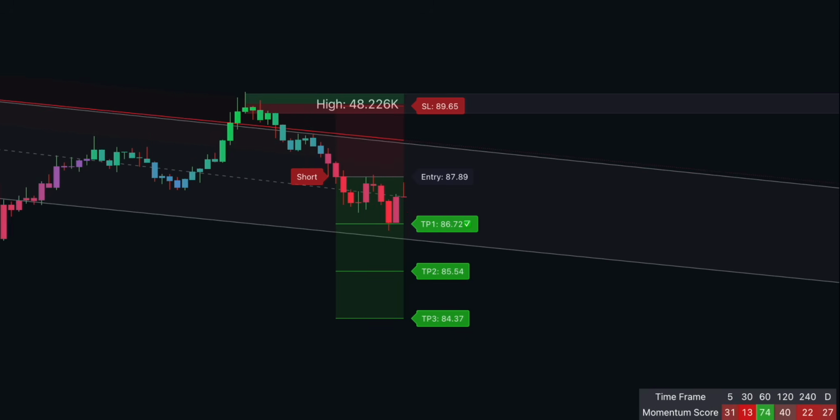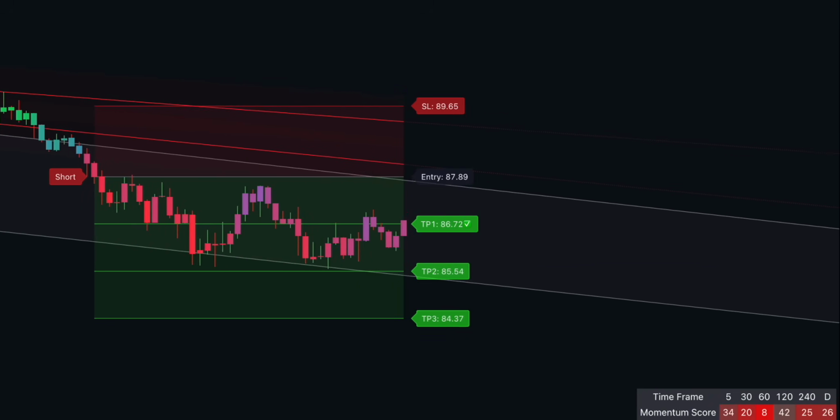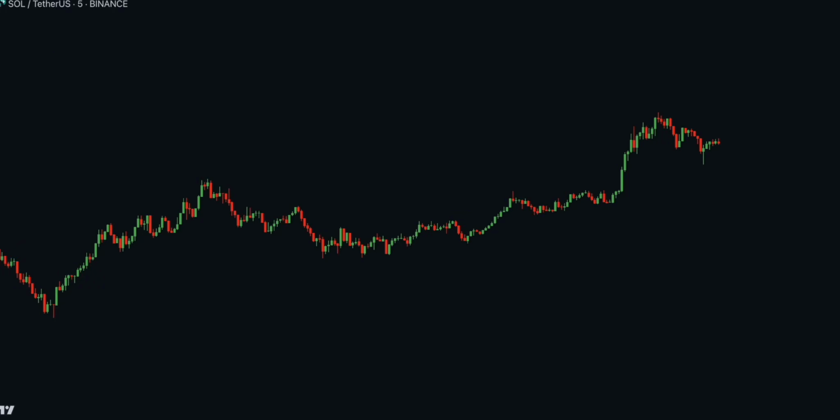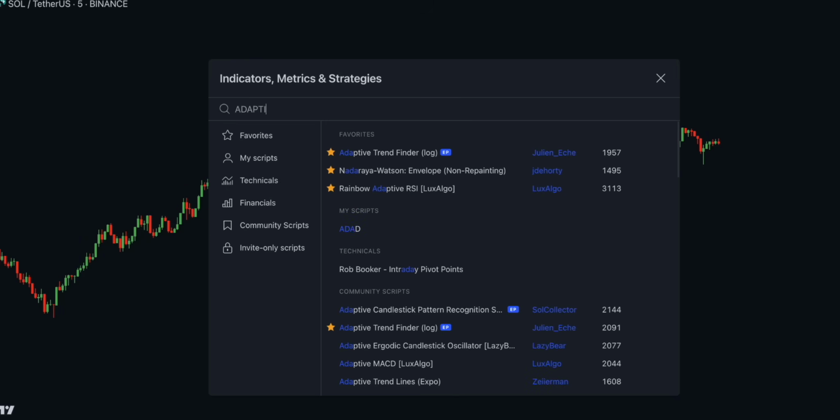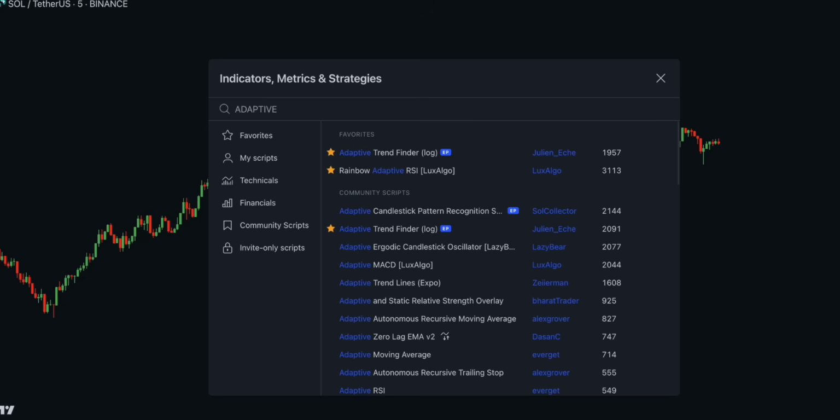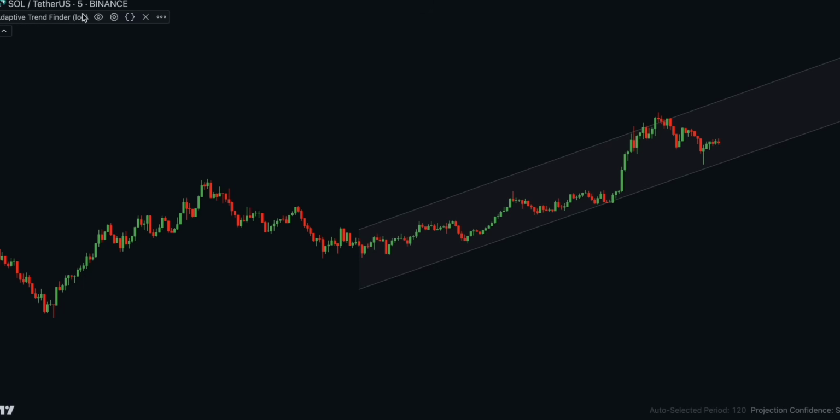In the final part of the tutorial, I'll show you how to install and set up the indicators for this strategy. Open the indicators and search for Adaptive Trend Finder. Pick this one by Julian Esch. Open the indicator settings and change the channel to long term.